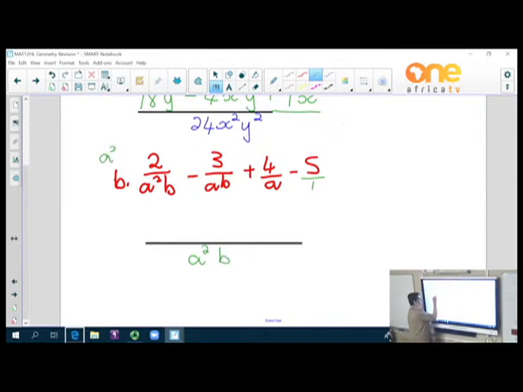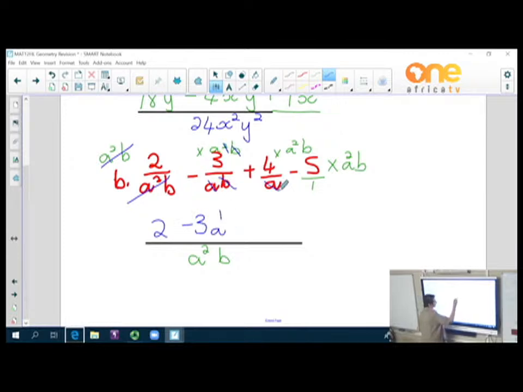So it's a squared b times a squared b times a squared b, all the terms, also this one, a squared b, and we cancel. So this one will cancel out totally. There is a 2. Here the b will cancel out, the 1a will cancel out, so minus 3a to the power of 1. Here the 1a will cancel out, so it is plus 4ab. And this one will then be minus 5a squared b.